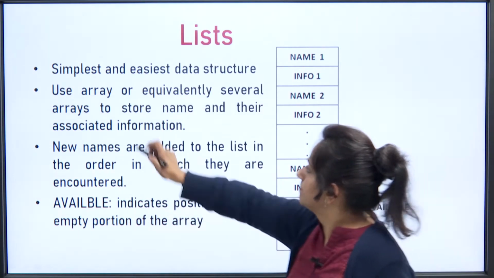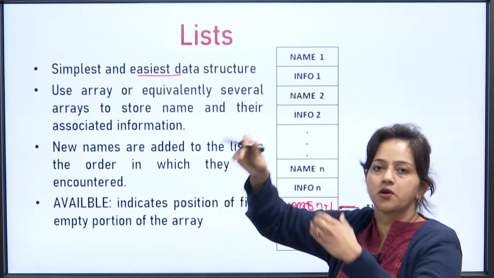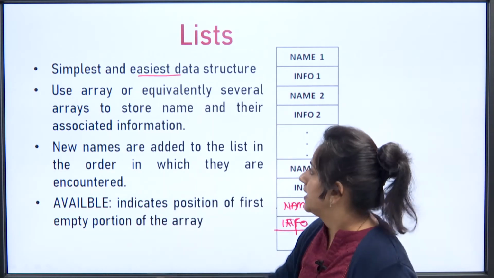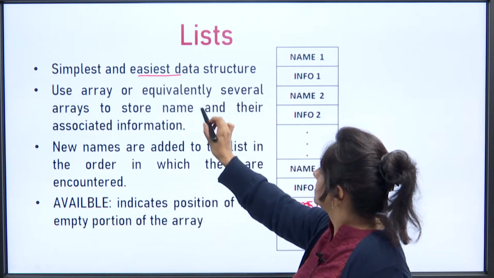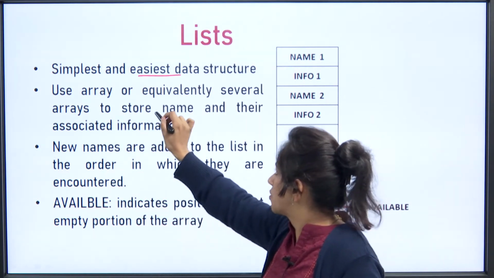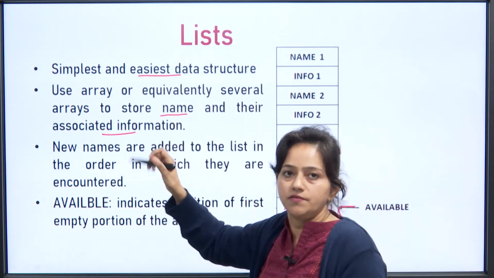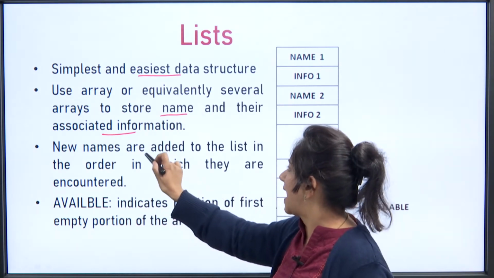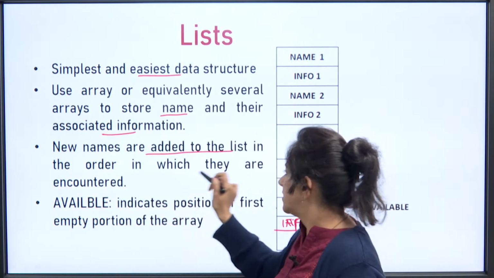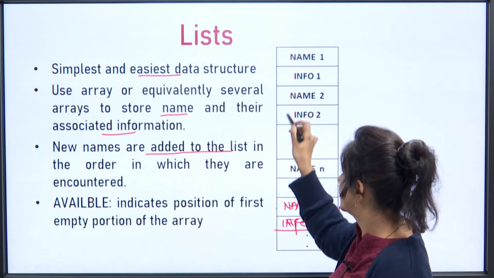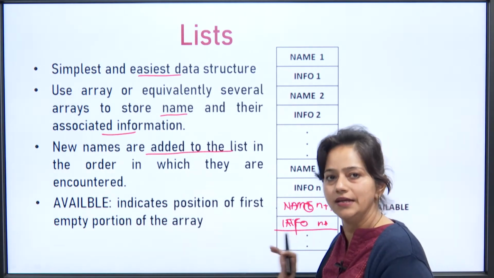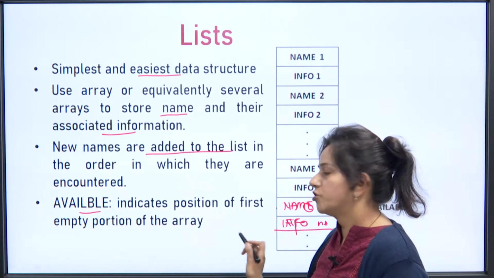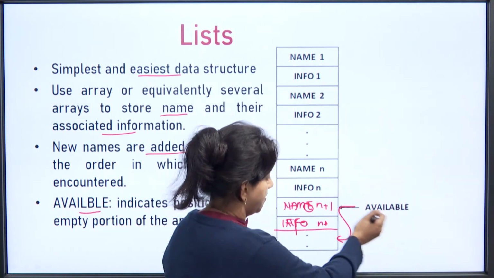So, we can say this is the simplest and easiest data structure, where we store all the records one after another in a linear way, and it uses an array or equivalently several arrays to store names and their associated information. Based on requirements we will add columns to it. Now, new names are added to the list in the order in which they are encountered. Available indicates the position of the first empty portion of the array. So, it is this one, available.